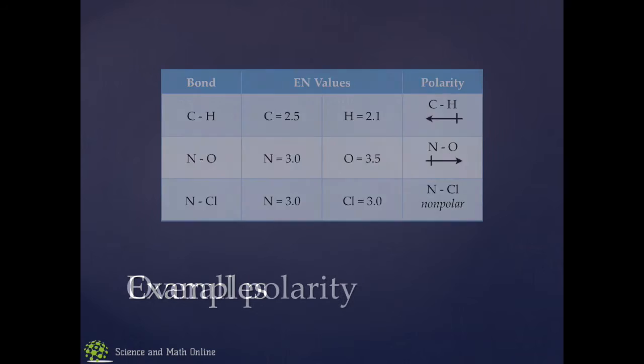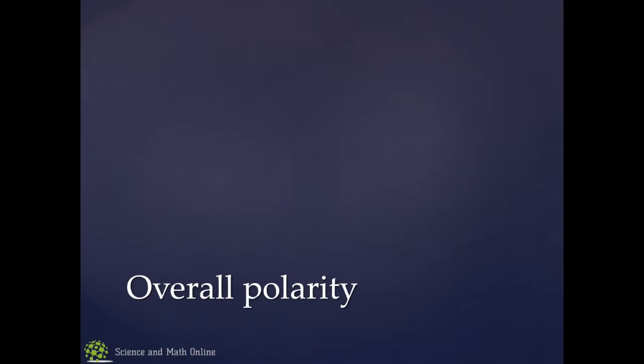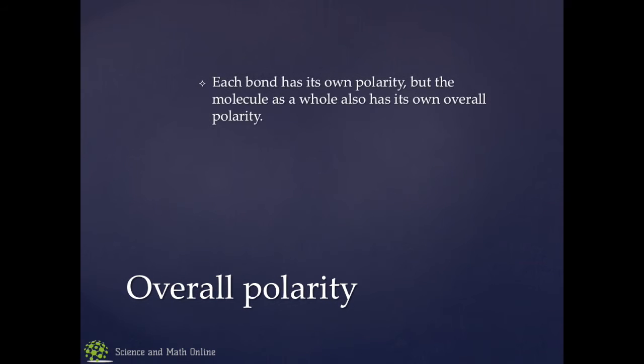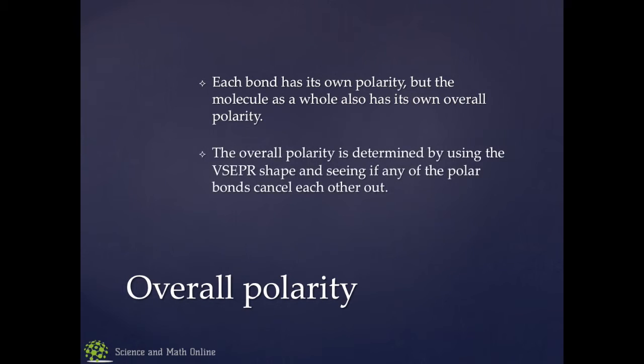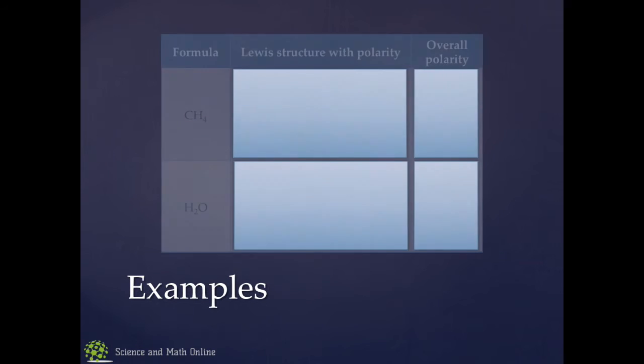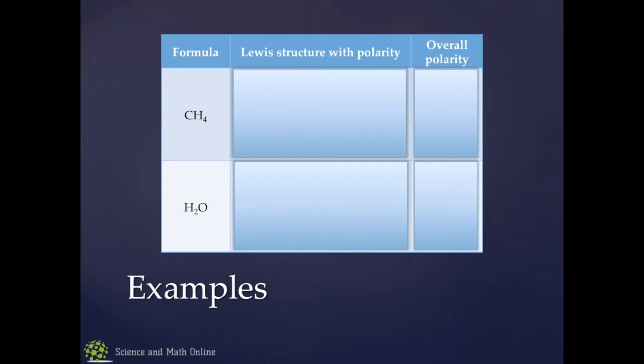Unfortunately, bonds do not exist in a vacuum. They exist in a molecule. And so each bond can have its own polarity, but then the molecule has polarity of its own. We haven't gotten to VSEPR shape, but that comes into play, and I'll play that out a little bit more when we look at that tomorrow. But you can use a Lewis dot structure to figure this out. All right, so let's look at some examples.